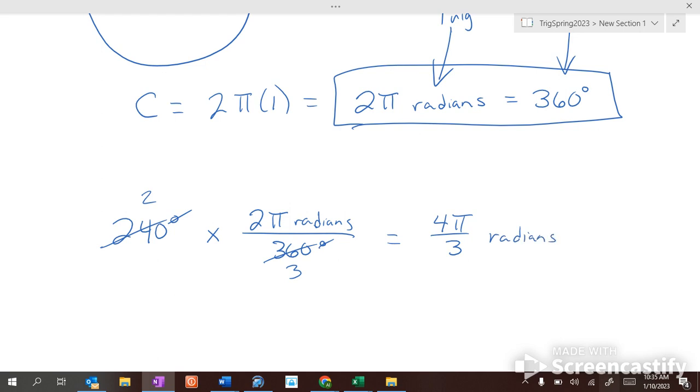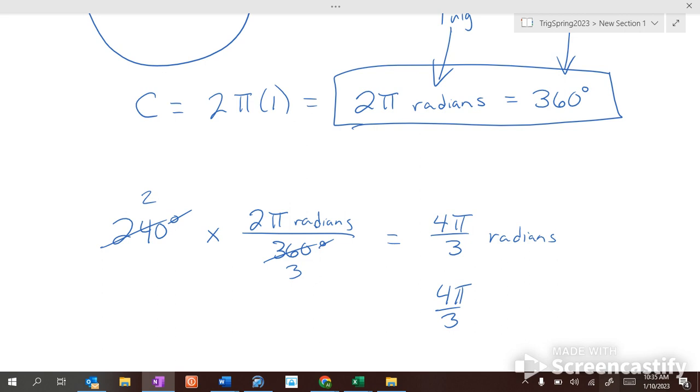Now, we're not going to write radians every time. So when you see 4 pi over 3, you just understand that's in radian form. We don't have a radian symbol. So when there's nothing written, then you know it's radians.